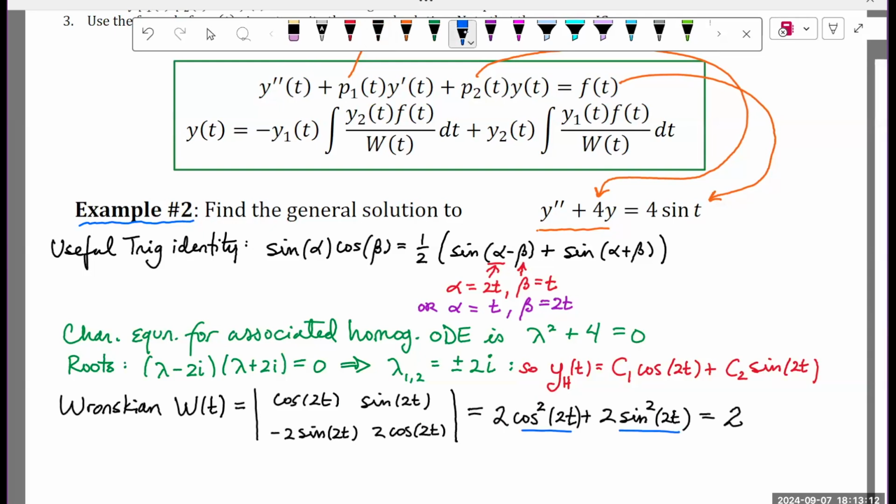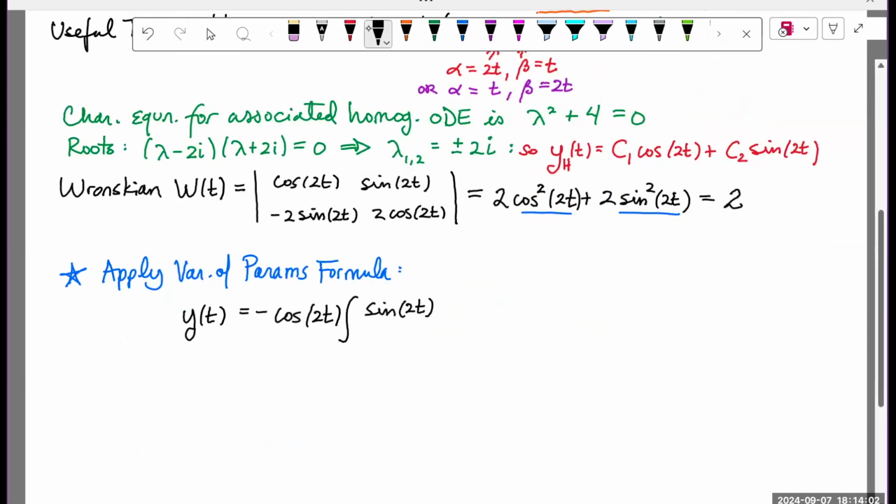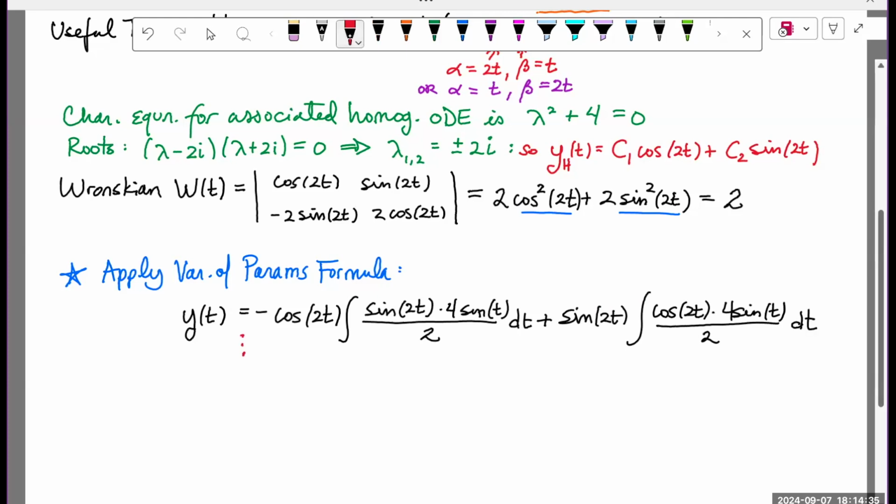Now implementing the variation of parameters method, we are ready to apply the formula given in our green box. We get that the solution is minus cosine 2t times the integral of sine 2t times 4 sine t all over the Wronskian 2 dt, plus sine 2t times the integral of cosine 2t times 4 sine t over 2. I expect you to simplify this on your own and check that you come out with the same answer as I do. I came up with 4/3 sine t minus a constant cosine 2t plus another constant sine 2t.